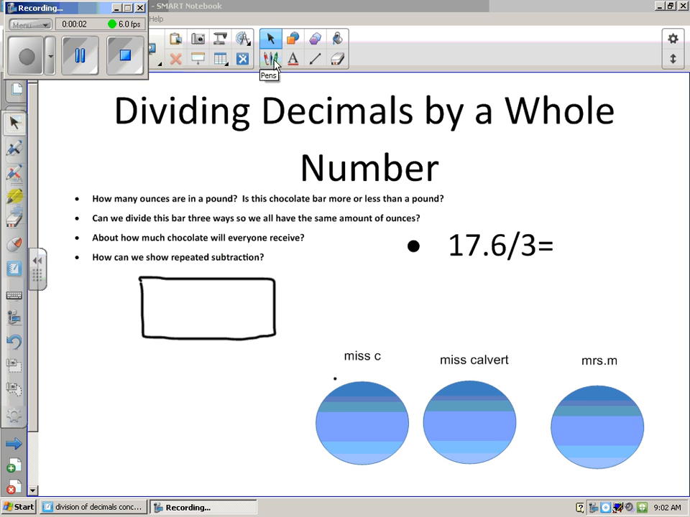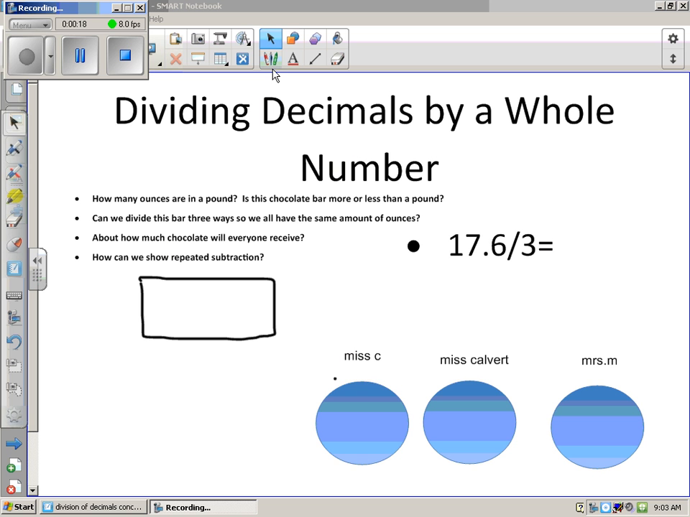Okay, let's take a look at how to divide decimals by a whole number. We took a look at the chocolate bar that Miss Calvert had let me borrow, that giant chocolate bar. It was called Pound Plus. So we were talking about how many ounces are in a pound, and we said there were 16. We talked about how the chocolate bar weighed more than a pound.